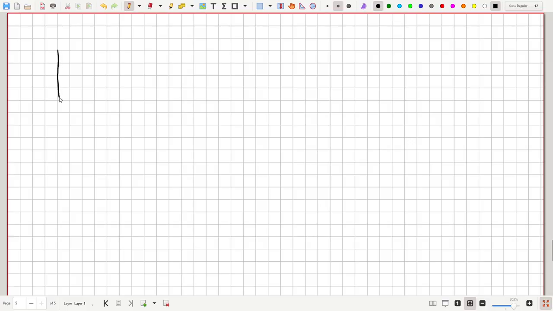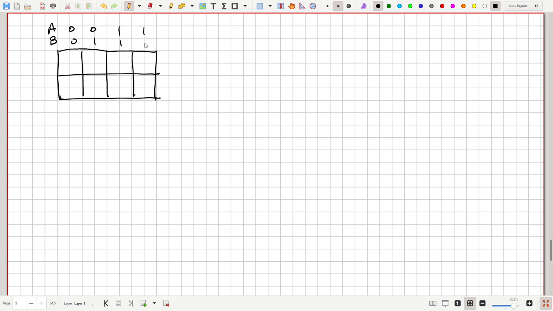Let's do another example. A and B values 0, 0, 0, 1, 1, 1, 1, 0. C values are 0, 1. Rows are 0, 1, 2, 3, 4, 5, 6, and 7. Suppose we had this, this, this, this, and this. Those were our 1s, and then these are 0s. Let's do this with a K-map first.